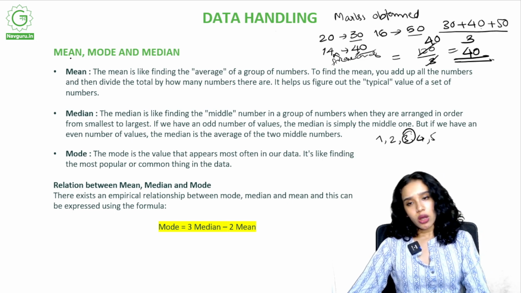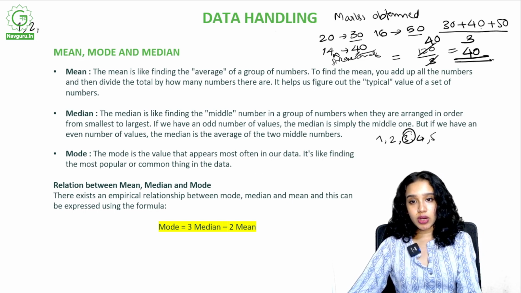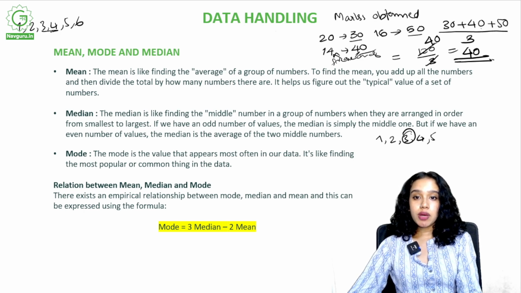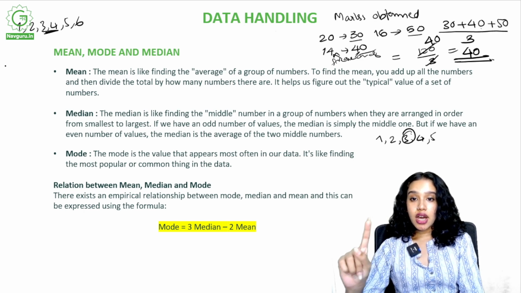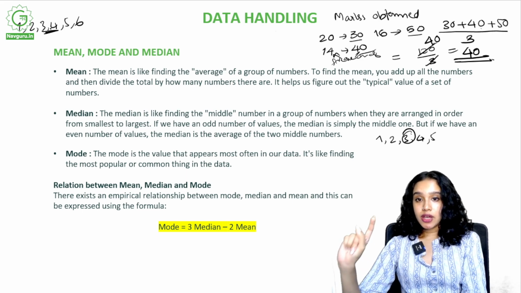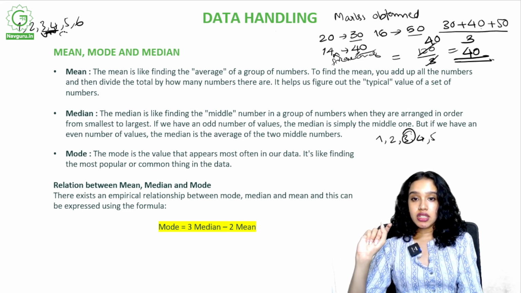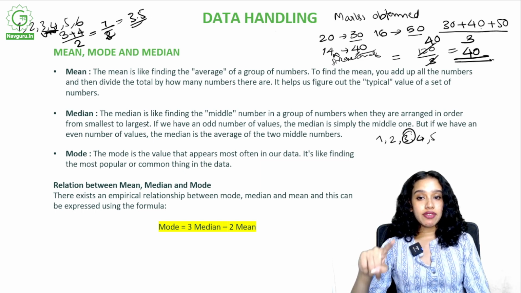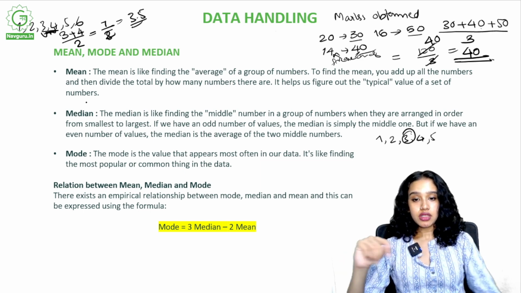Now, what if we have the numbers like 1, 2, 3, 4, 5 and 6? There would be 2 numbers in the middle, right? Now how do we find the middle number? We take the 2 numbers in the middle, add them and divide by 2, that is, we take the average of them. So we have 7 by 2, which is equal to 3.5, and 3.5 is the median of these numbers, right?